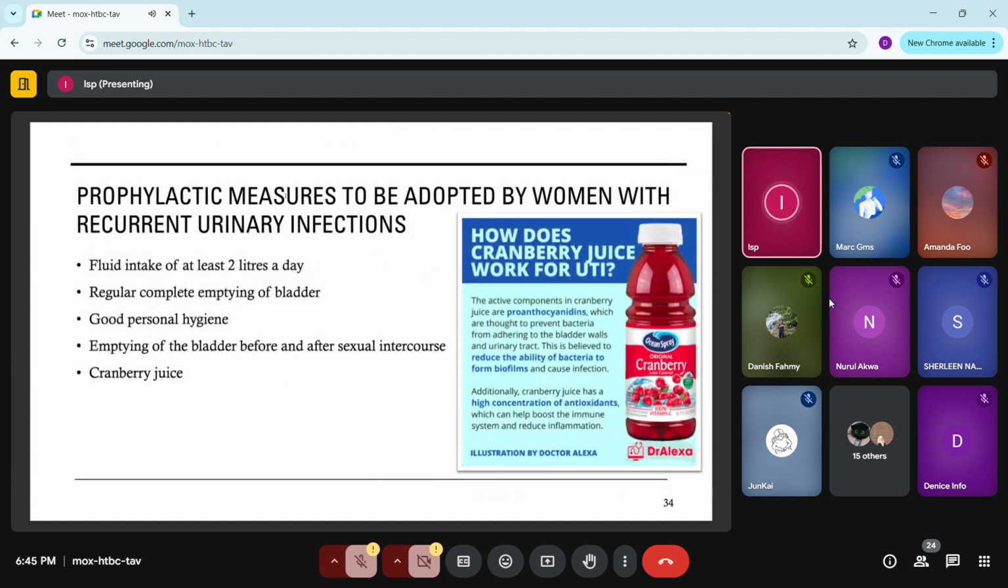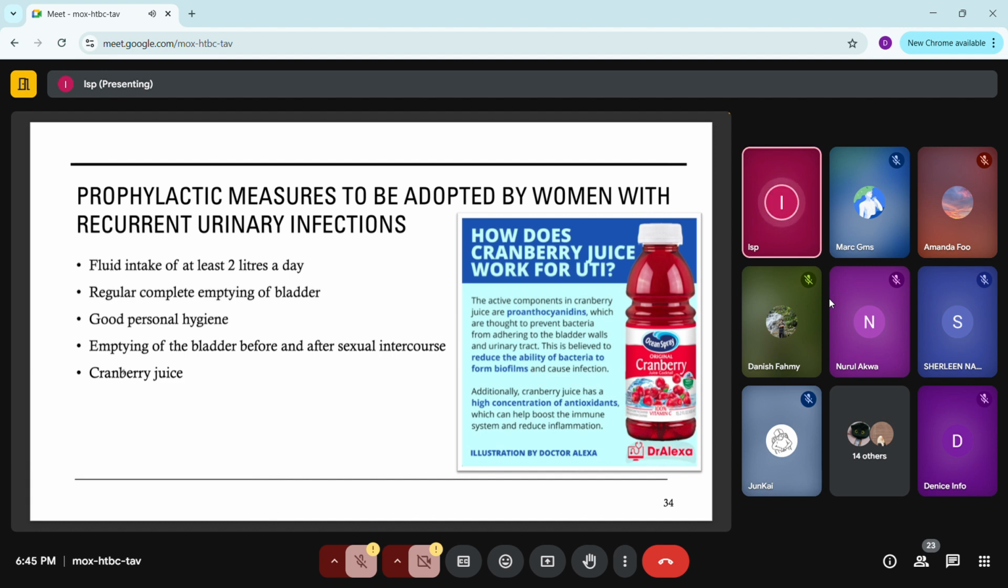So with someone with recurrent urinary tract infection, there are other prophylactic measures you can do. Habit change, good personal hygiene, like I mentioned just now, clean yourself from front to the back rather than back to the front. Drink a large amount of fluid per day. This can dilute out your bacterial load. Regularly empty your bladder to prevent accumulation of bacteria in the system, and always empty the bladder before and after sexual intercourse. All these can clean out the system.